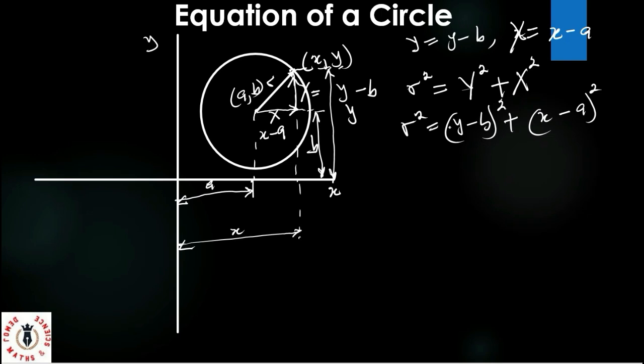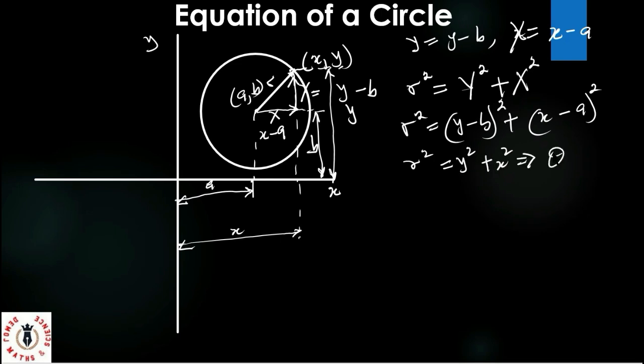Now, the good thing you should just know about this equation is that when it's at the origin, my a and b are equal to 0. So the equation will reduce to r squared equals y squared plus x squared.